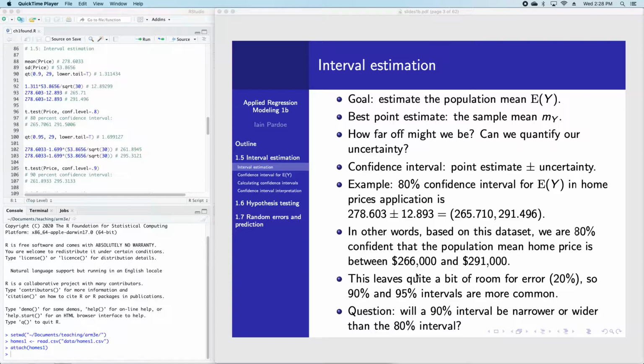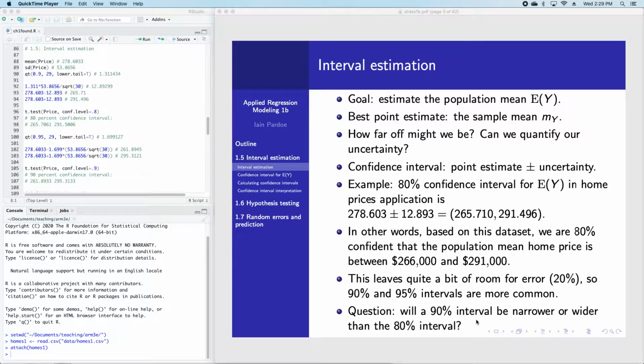And we typically would round at this point. So to the nearest $1,000, we can say that we are 80% confident the population mean home price is between $266,000 and $291,000. So that's an 80% confidence interval. It leaves quite a bit of room for error, 20%. And so in practice, you'll find that 90% and 95% intervals are more common than 80% intervals. But we're using an 80% interval here just to illustrate the process.